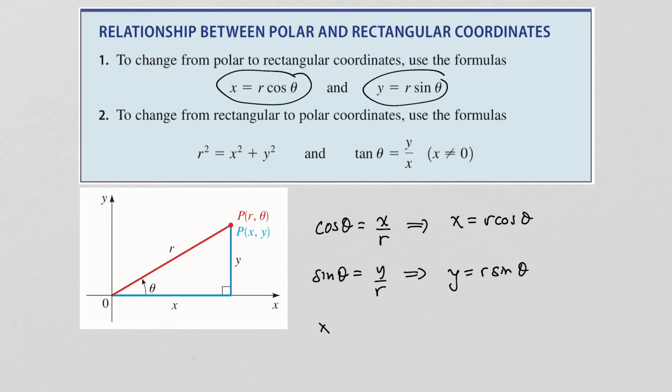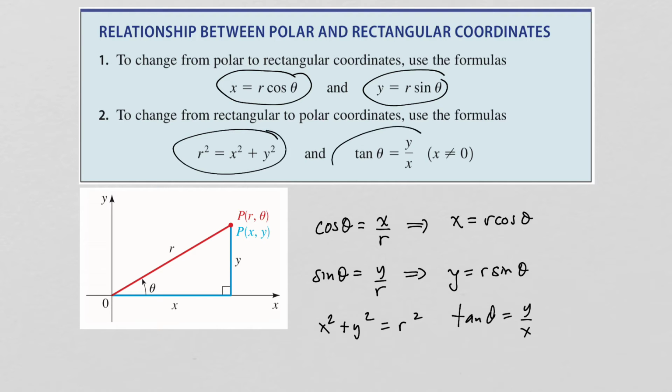Also, we know that x squared plus y squared must be equal to r squared. And we know that tangent of theta must be equal to y over x. So we have these 4 equations that help describe the relationship between x, y, r, and theta.